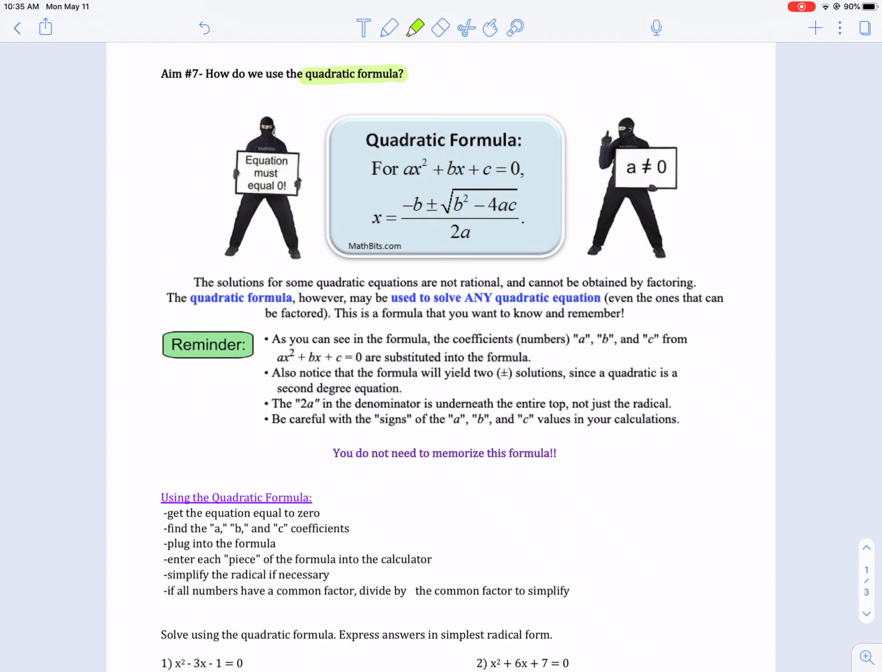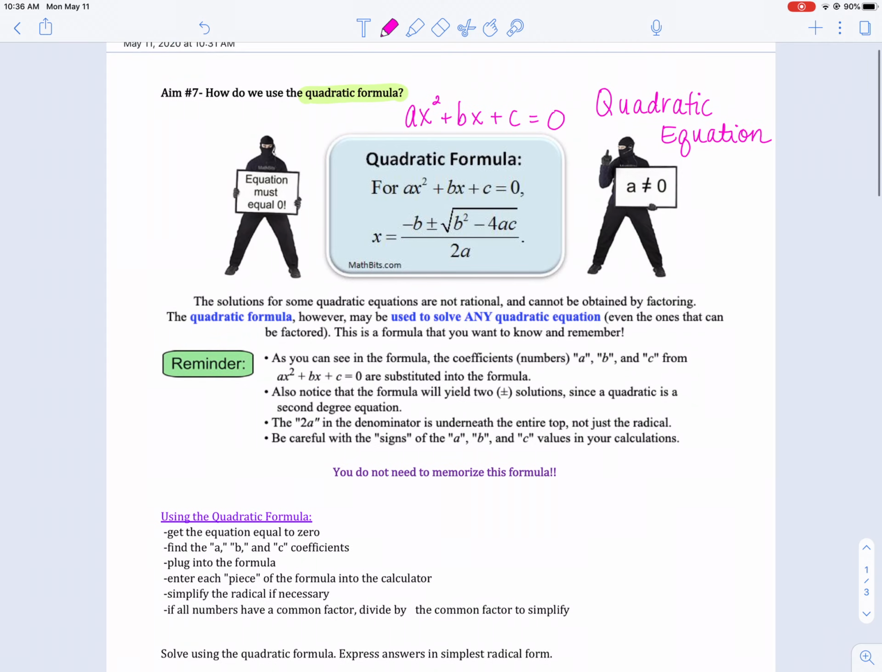Now I have been using this equation, ax squared plus bx plus c equals 0, and this is for a basic quadratic equation. So how do we know we're looking at a basic quadratic equation? It's set equal to 0, and here it looks like a trinomial.